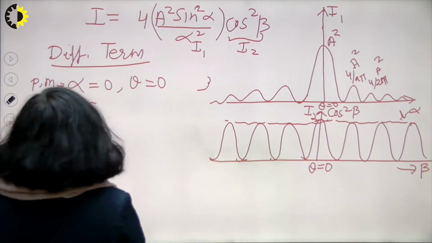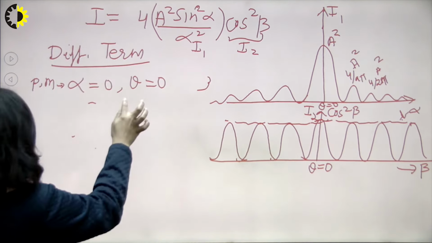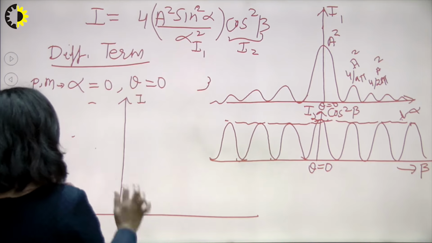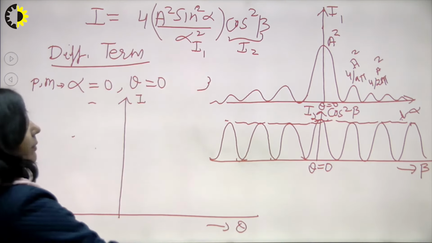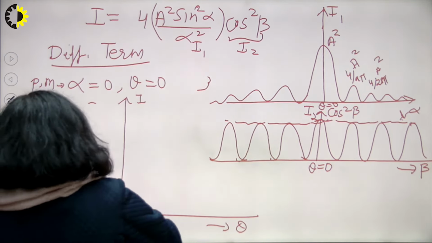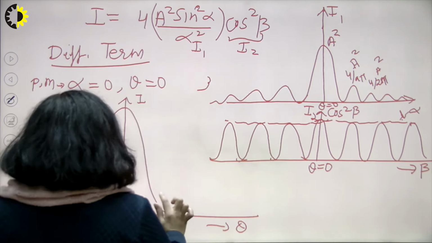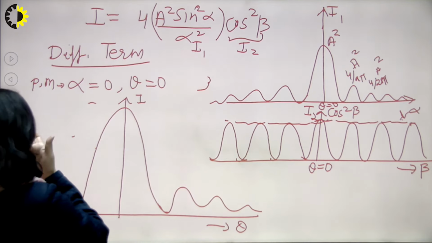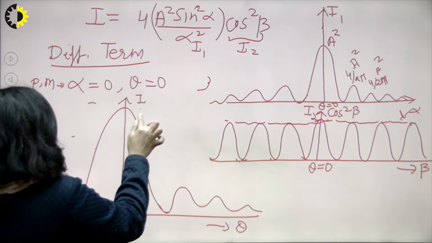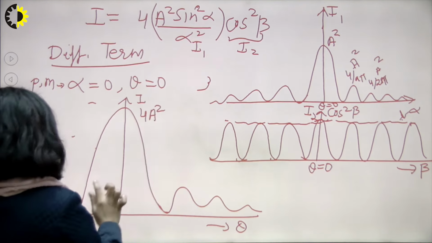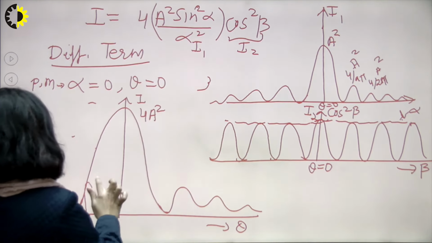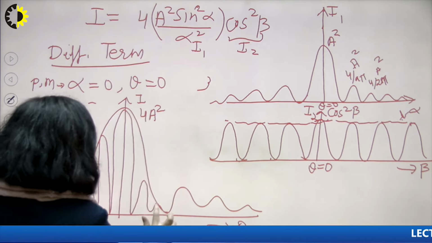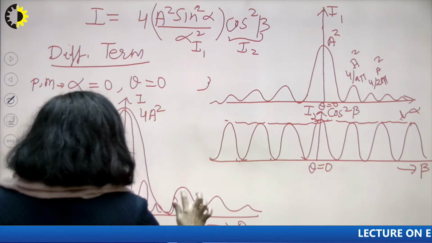So the combination of these two is like this. Now you have I along this direction, and I am writing theta because that is the common factor in these two. So it will be like this. This is 4 times a square, right? So I should represent it like this.